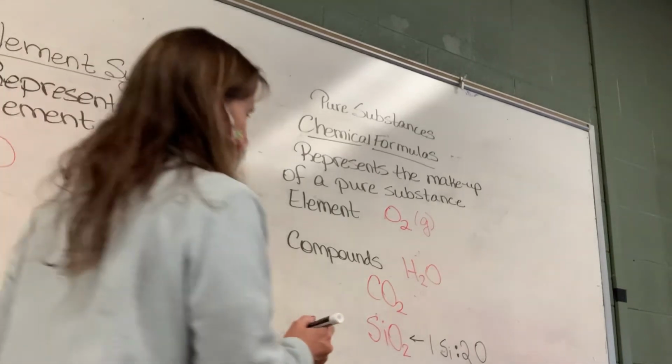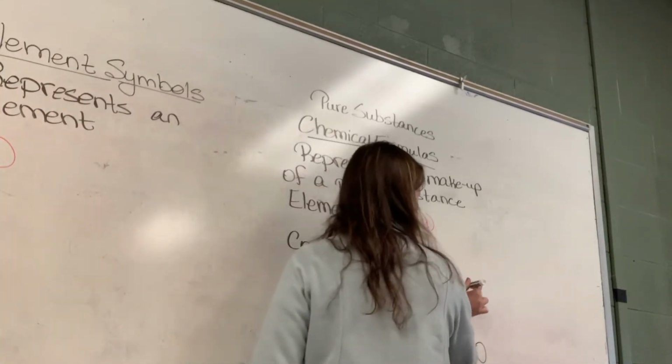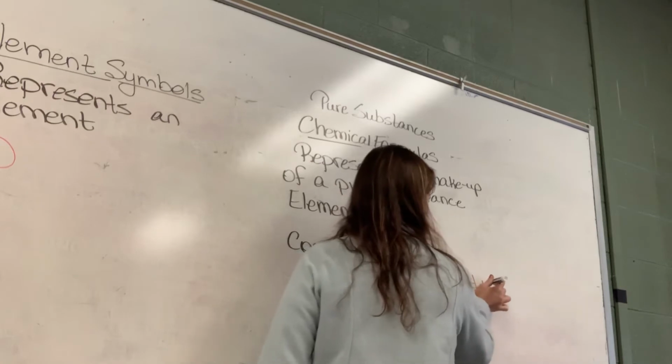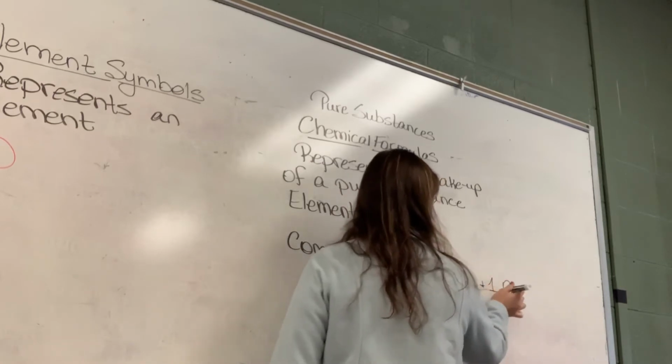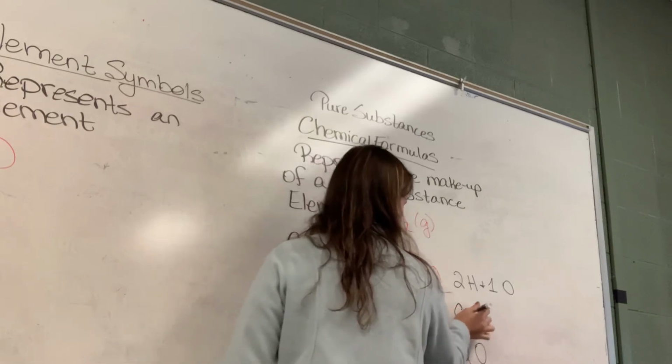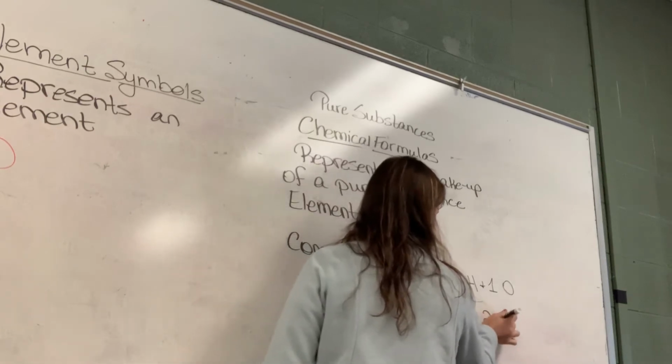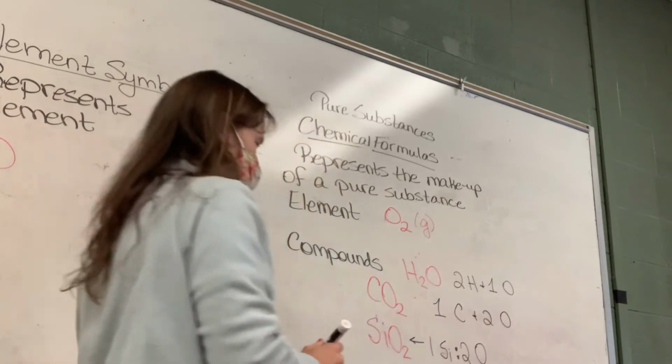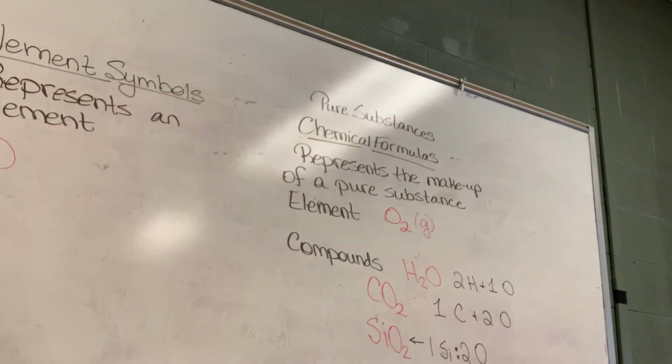And so in silicon dioxide, there is one silicon for every two oxygens. But with water, there actually are two hydrogens and one oxygen. And for carbon dioxide, there actually is one carbon and two oxygens. And for oxygen, the element form, there are two atoms of oxygen. So the chemical formula either gives you the actual numbers or a ratio.